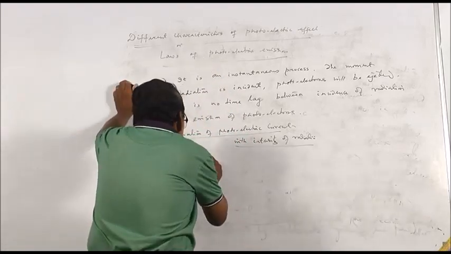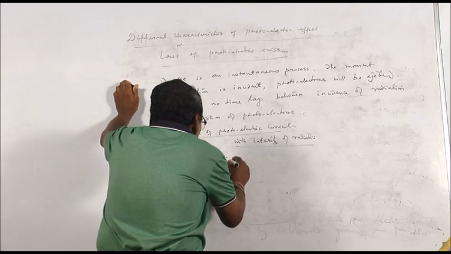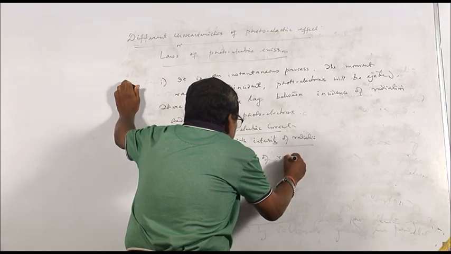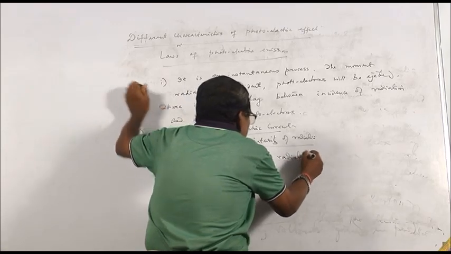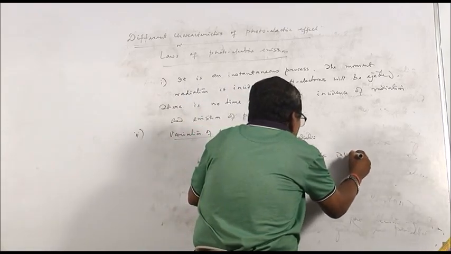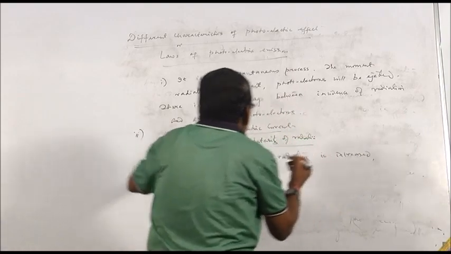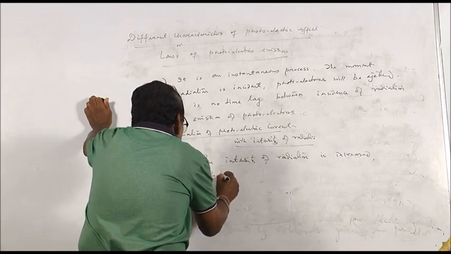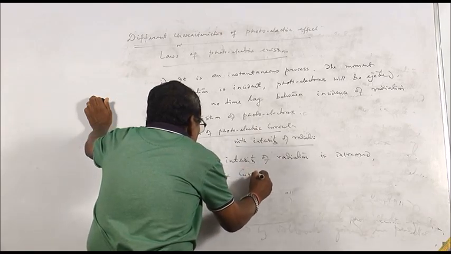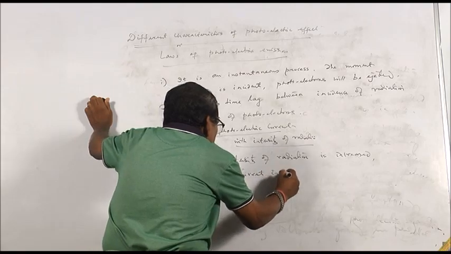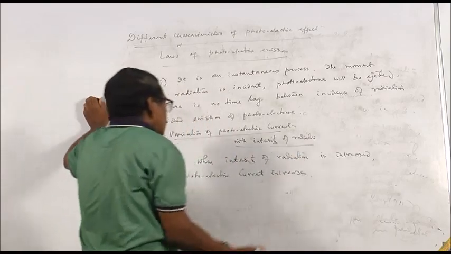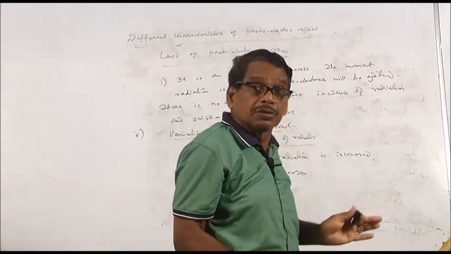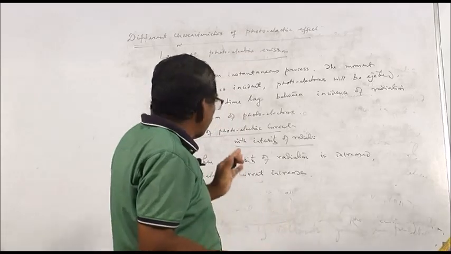So, when intensity of radiation is increased, photoelectric current increases. However, the frequency of radiation must be more than the threshold frequency. When intensity of radiation increases, photoelectric current increases.